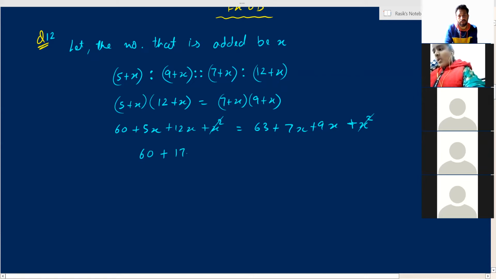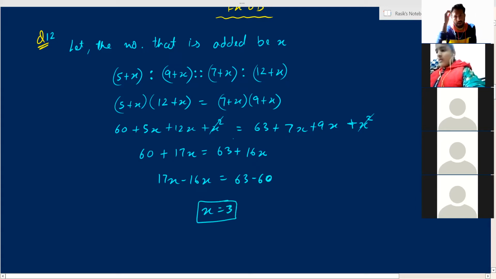5x plus 12x is 17x, equals 63 plus 16x, since 9 plus 7 is 16. So we get 17x minus 16x equals 63 minus 60. This means x is equal to 3. This is what we had to find out, what number should be added. x should be 3. Answer.